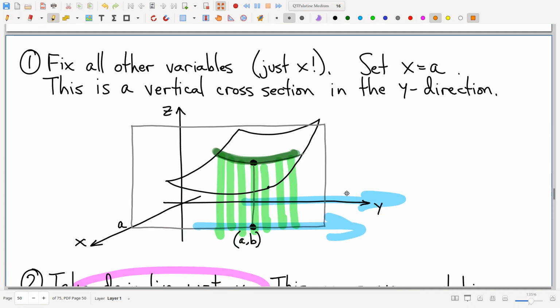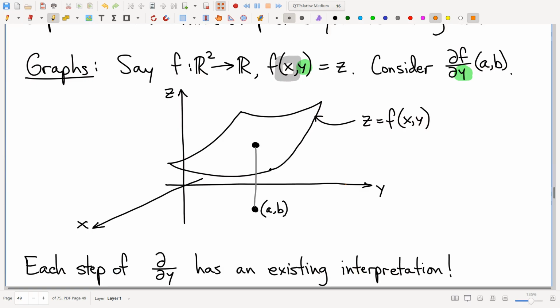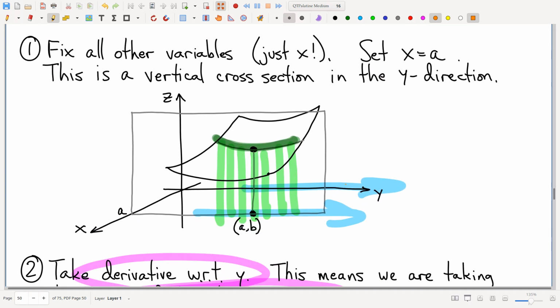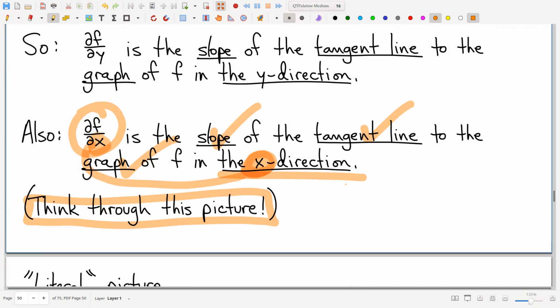Draw this picture. Draw the analog of this picture now with x being the variable, therefore with y being treated as a constant. Think through what that would look like. It's going to be a different kind of cross section. You're going to have a different cross section curve, and you will interpret this result. So again, think it through. I think it's a good exercise, and this is what the answer is. Everybody okay with that? All right.